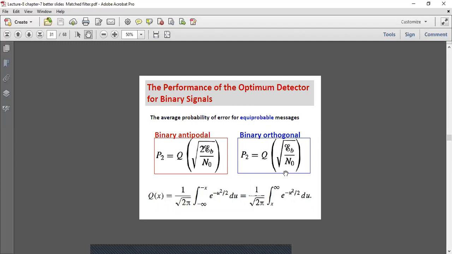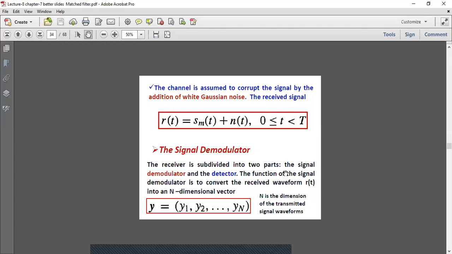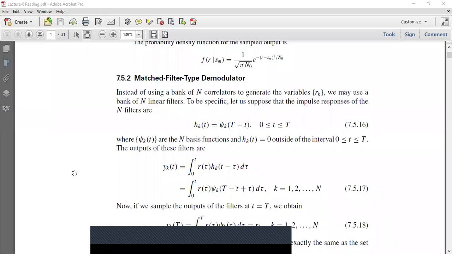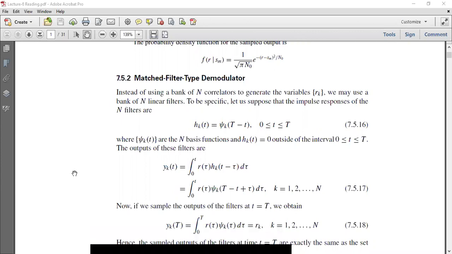He has not shown those expressions, so let me take you back towards our chapter. Let me share the chapter material with you. This is the matched filter type demodulator in section 7.5.2. I have described to you the impulse response of the filter.